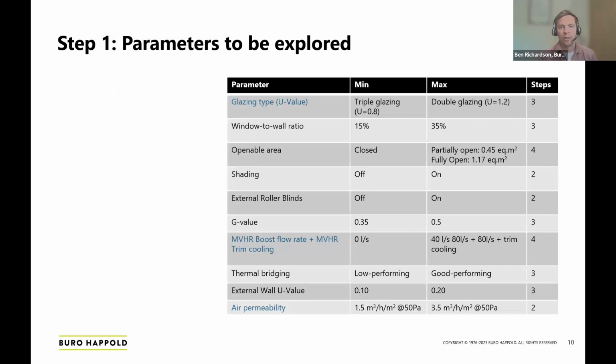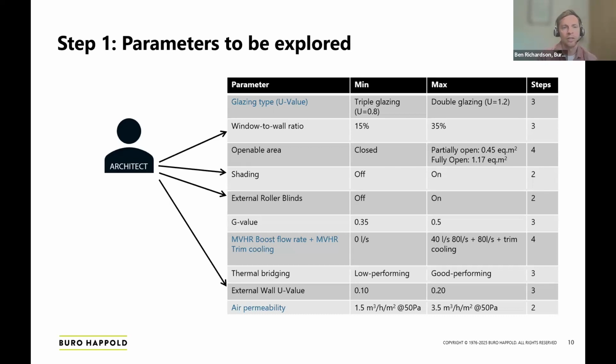And these are the typical parameters we would explore. Down the left-hand column there, we've got a series of key parameters that impact the facade. Then we talk about the max and min range of those parameters, and you'll see the number of steps on the right there, which I'll come to in a second. So an architect might be particularly interested in, say, the window to wall ratio, and we've set something between 15 and 35% ratio on this particular job.